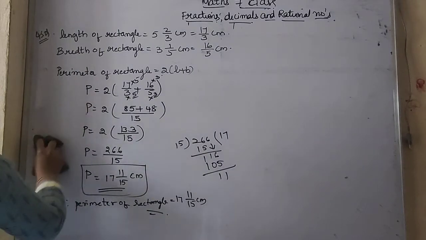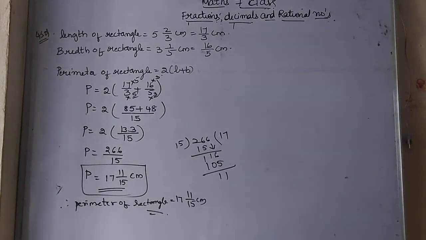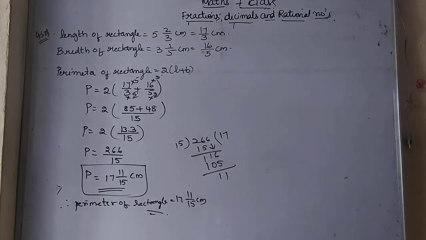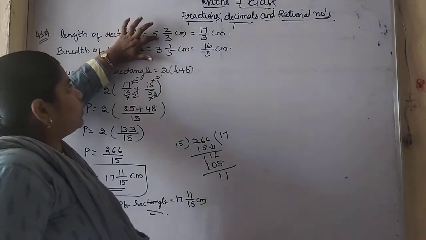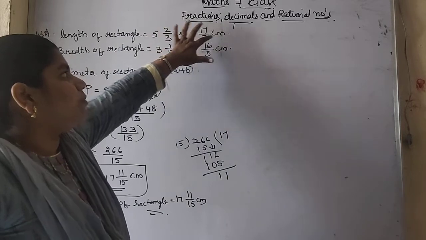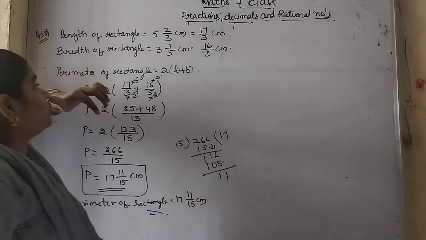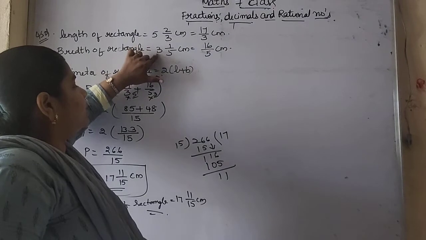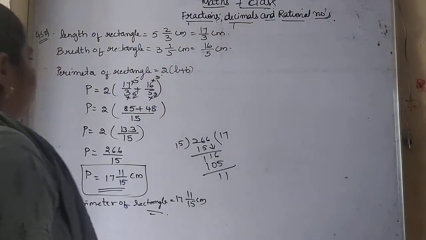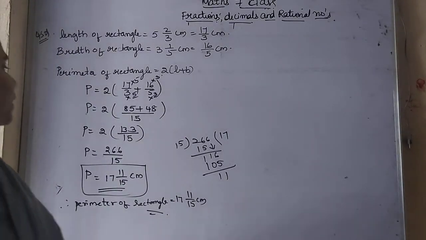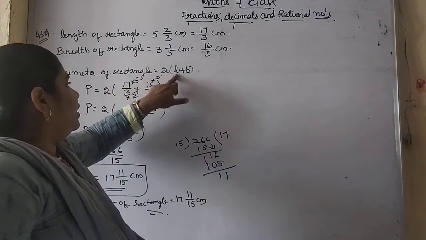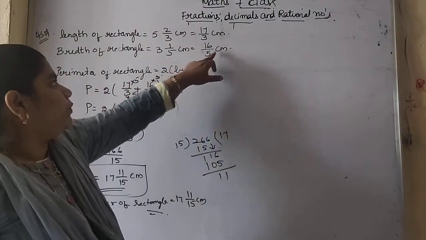the fifth one. So if you see this again, the length of the rectangle they have given as 5 2 by 3 centimeters and the breadth of the rectangle is 3 1 by 5 centimeters. So convert this into an improper fraction. 5 3s are 15, 15 plus 2 is 17, 17 by 3 centimeters. And the breadth of the rectangle is 3 1 by 5. So 5 3s are 15, 15 plus 1 is 16. So 16 by 5 centimeters. Now they told us to find the perimeter of the rectangle. So what is the perimeter of a rectangle formula? 2 into L plus B. So 2 is a constant value. Length value is 17 by 3 plus breadth value is 16 by 5.